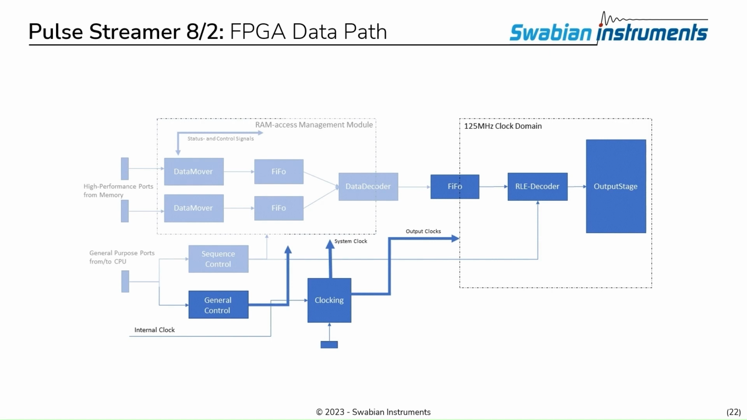With that basic knowledge about the internal structure of our pulse streamer, we can discuss two exemplary development issues we faced. The first example is connected to the data rate through the high-performance ports, and the second concerns the data and control signals of the analog output stage.